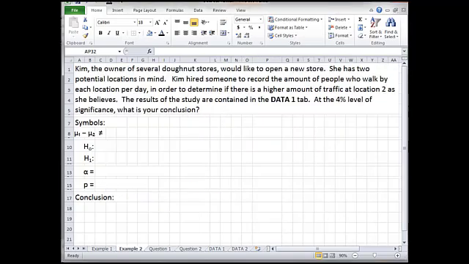Okay, looking at one more example where instead of being given all the information, we simply have a set of raw data. Here we have somebody who's looking to open a new donut store in one of two possible areas, and she wants to pick the one that has the higher amount of foot traffic. So what we're supposed to determine from our study is whether location 2 actually does have more traffic.